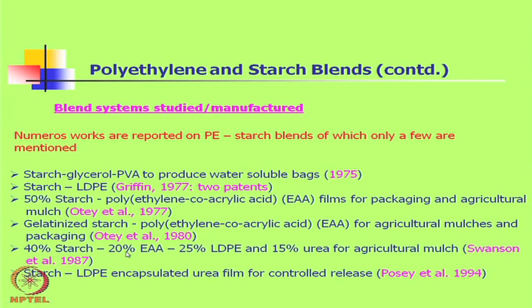Gelatinized starch was also blended with ethylene acrylic acid copolymer for agricultural mulch application as well as packaging. 40% starch, 20% ethylene coacrylic acid polymer and 25% LDP. So, LDP, ethylene acrylic acid copolymer and starch: 40, 20, 25, 15% along with 50% urea, which is a fertilizer also included in this film, which gives some slow release fertilizer action as well as degradation. This is for agricultural purpose. Starch LDP encapsulated urea film was also used for controlled release of fertilizer in agricultural applications.